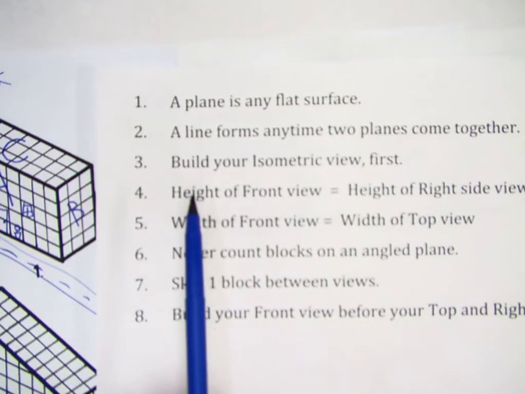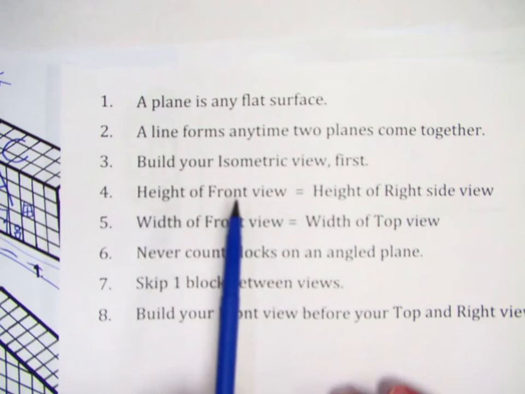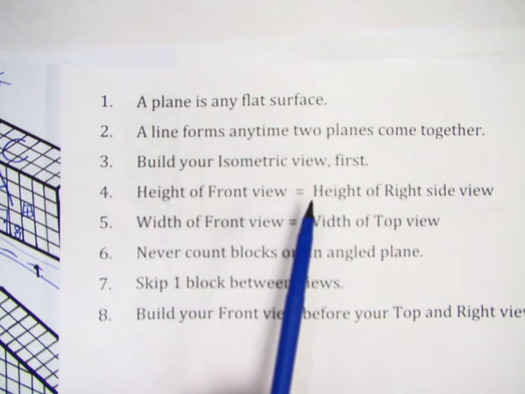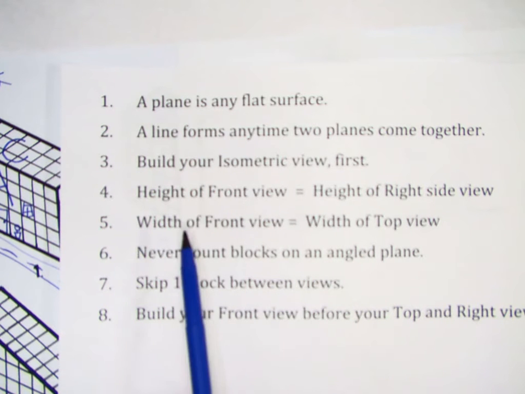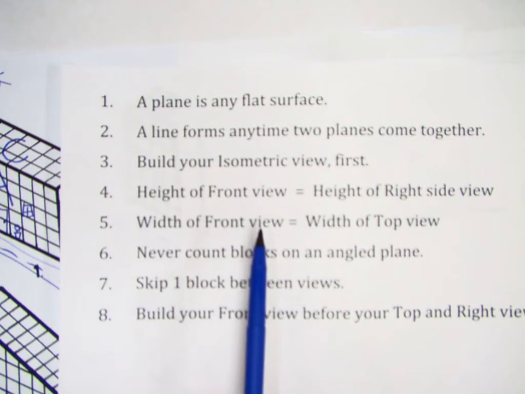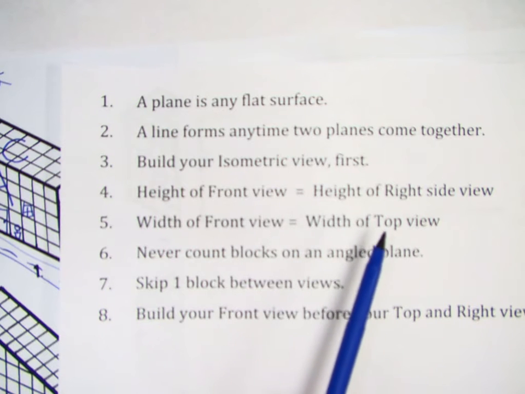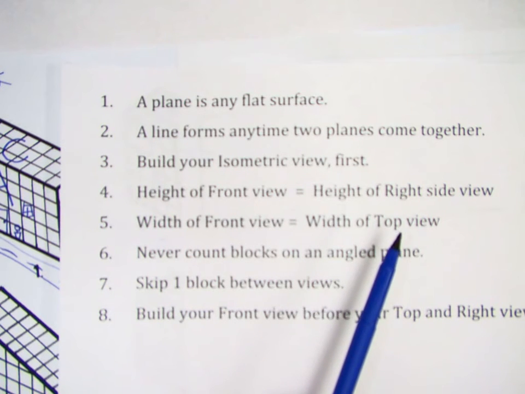I want you to write down that the height of the front view equals the height of the right side view. And I want you to write down that the width of the front view equals the width of the top view. Very good.